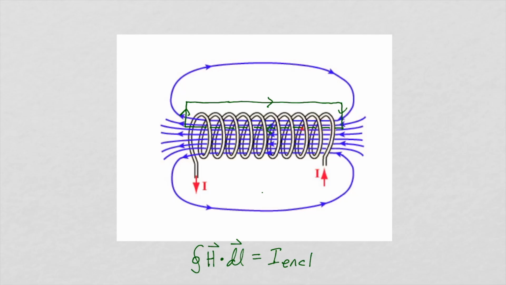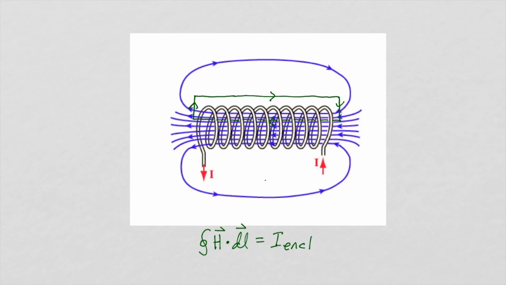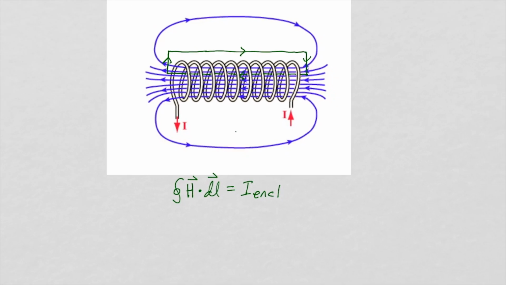When we're integrating along the path inside the coil, the integral of H dot dl will just be the value of H inside the coil times the length of the coil. So let's call the length of the coil L.